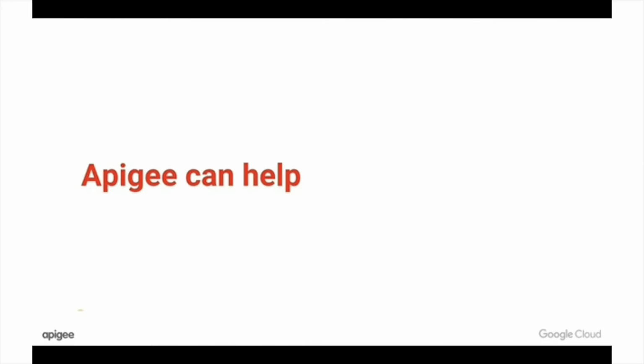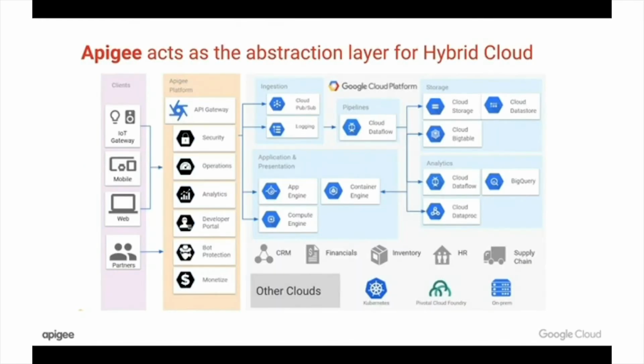So these are three main buckets on how you think about cloud migrations. And Apigee can help, right? That's the whole premise in some of those journeys. And Apigee can help address some of those key problems which we talked about earlier, from iterative migrations to security and things like that. So Apigee acts as an abstraction layer for your hybrid cloud.